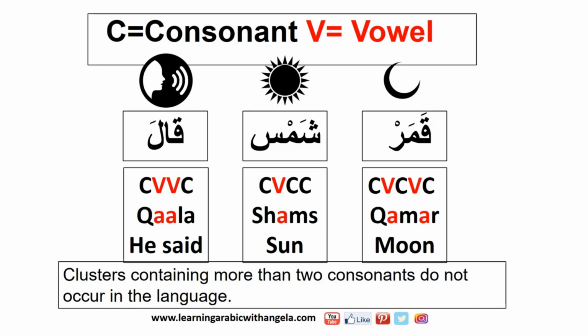Qala, which means he said: consonant, vowel, vowel, consonant. Shams, which means sun: consonant, vowel, consonant, consonant. Qamar, which means moon: consonant, vowel, consonant, vowel, consonant.